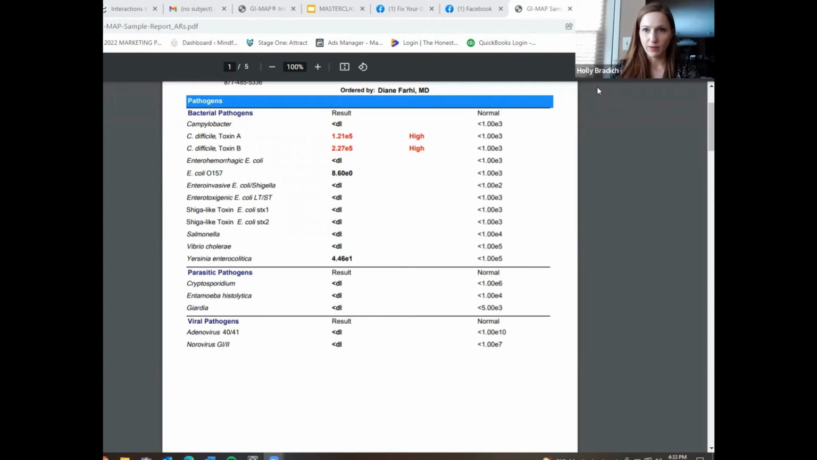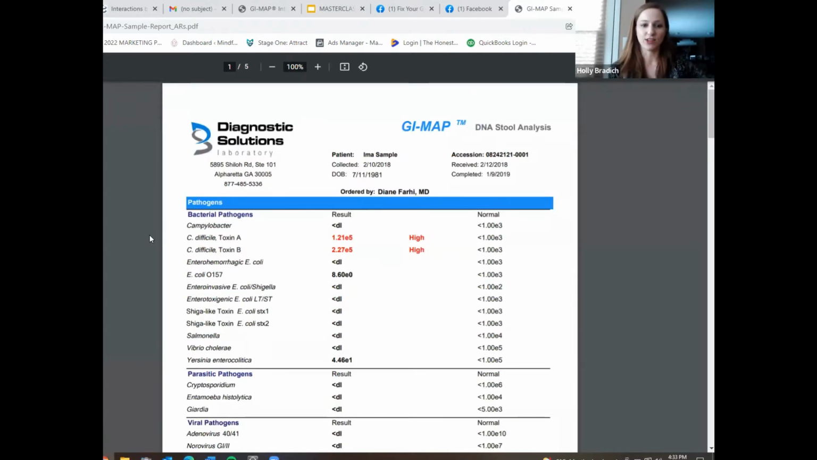So this is the GI map. This is the main test that I use with clients, although I have started also using SIBO testing. So that's a breath test. This is a stool test. And as it says at the top there, it is a DNA analysis.